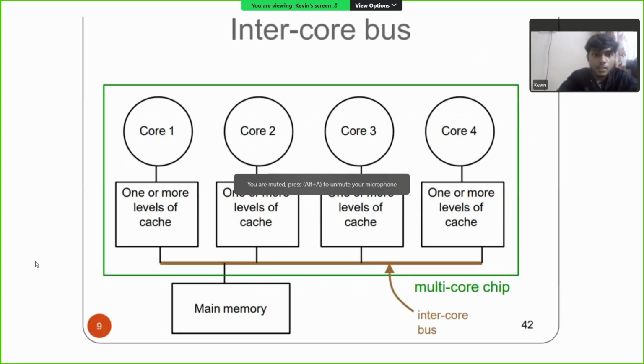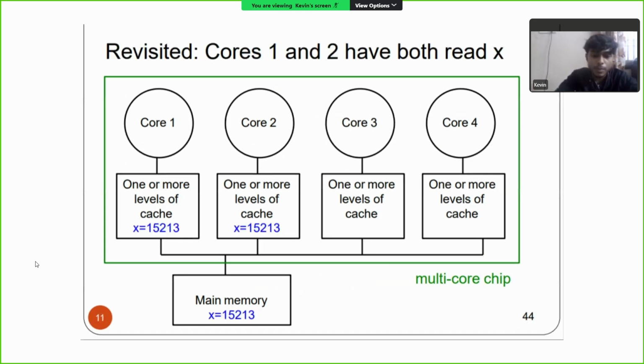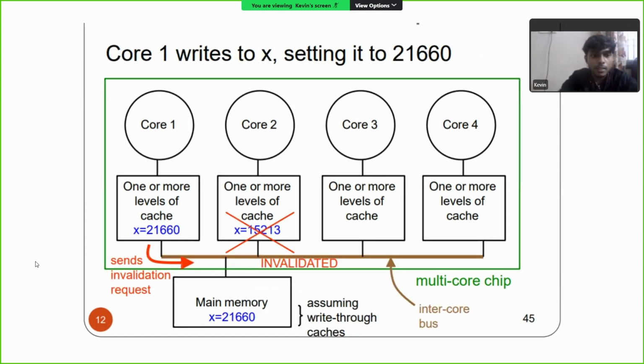So let us consider this example. Consider this as a multi-core processor with 4 cores, and each core has its own cache memory, and a main memory which is separate. The main memory has a variable x which has the data 15213. Core 1 and 2 read the data 15213, so both have the same value. And here core 1 changes the value to 21660. Here the value in core 1's cache is changed as well as in the main memory, but the value in core 2's cache remains the old value.